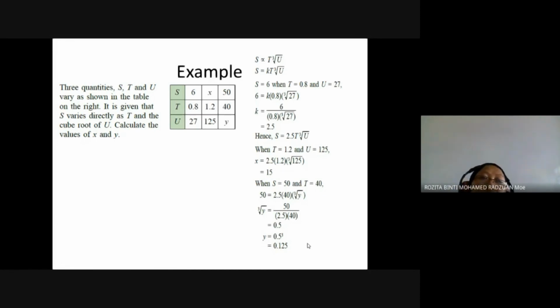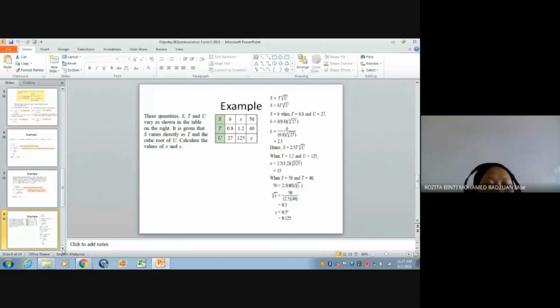Okay, questions on joint variation can be like example number 1, a direct question. It can be in the form of solving problems like the second example. Or it can be in the form of a table like the third example. Alright, so we already finished the examples.